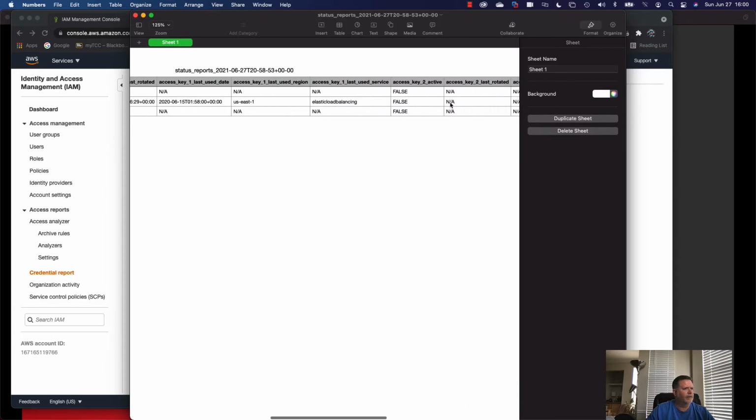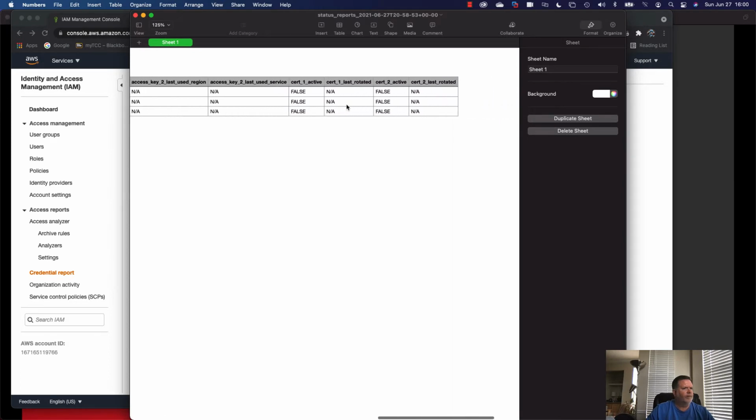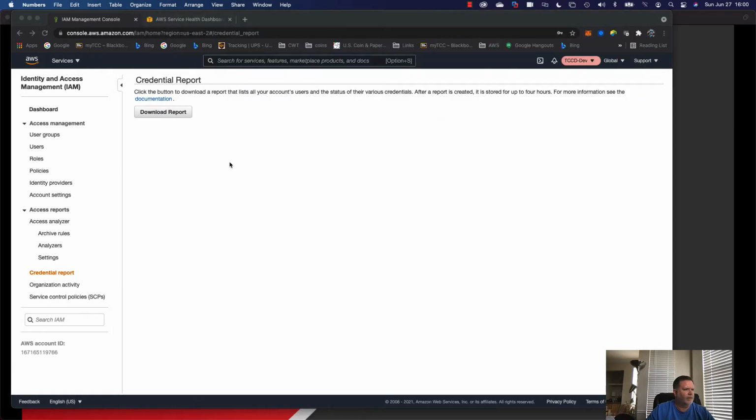Let's see here, and last used by Elastic Load Balancing. So it gives quite a bit of information. I don't have a lot in this test account, but especially for a larger organization that might have hundreds of users, this is an effective way to keep current on all the accounts and what access they have. Do they have any stale keys that need rotated, and do all accounts have multi-factor authentication enabled, which they should.